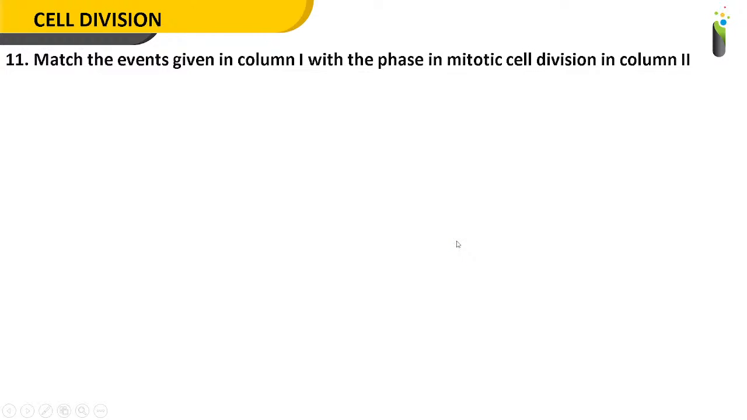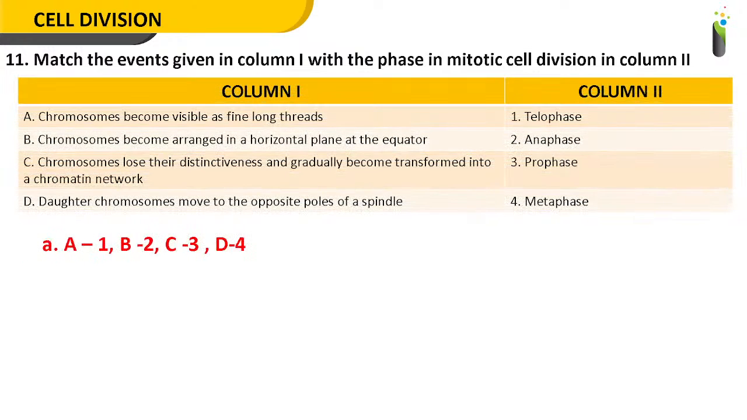Match the events given in column 1 with the phase in mitotic cell division in column 2. Here is the column. Column 1: A says chromosomes become visible as fine long threads. B says chromosomes become arranged in a horizontal plane at the equator. C says chromosomes lose their distinctiveness and gradually become transformed into chromatin network. D says daughter chromosomes move to the opposite poles of a spindle. And in column 2, we have first telophase, second anaphase, third prophase, and fourth metaphase.